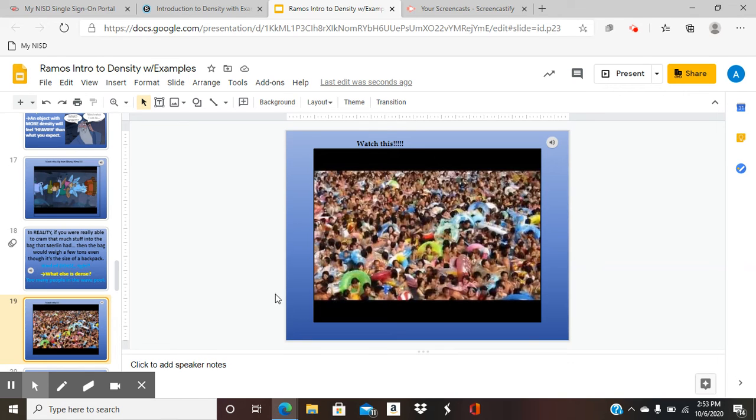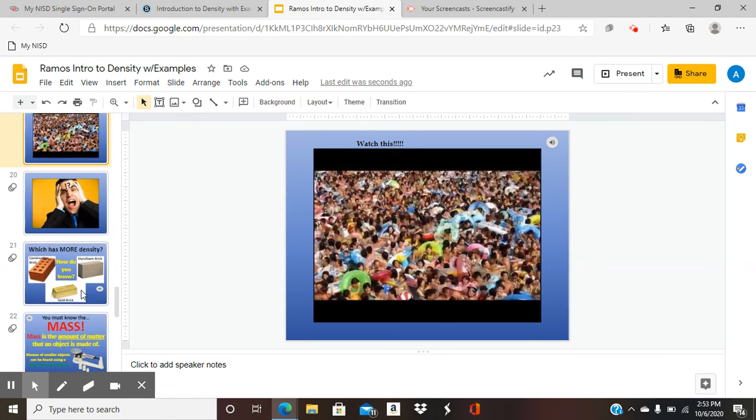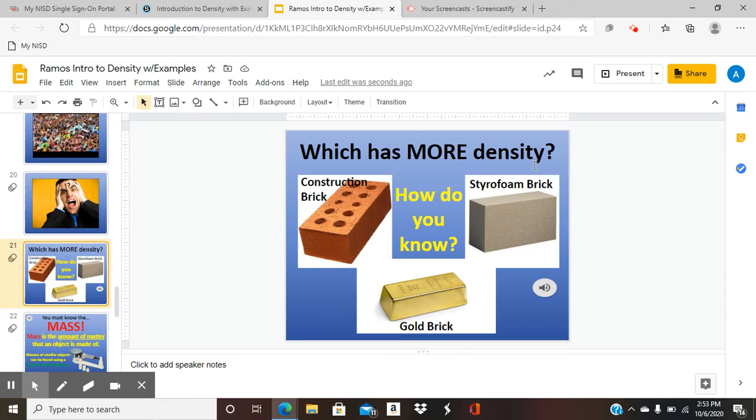Watch this video to see which has more density: a construction brick, a styrofoam brick, or a gold brick. Which one is more dense?